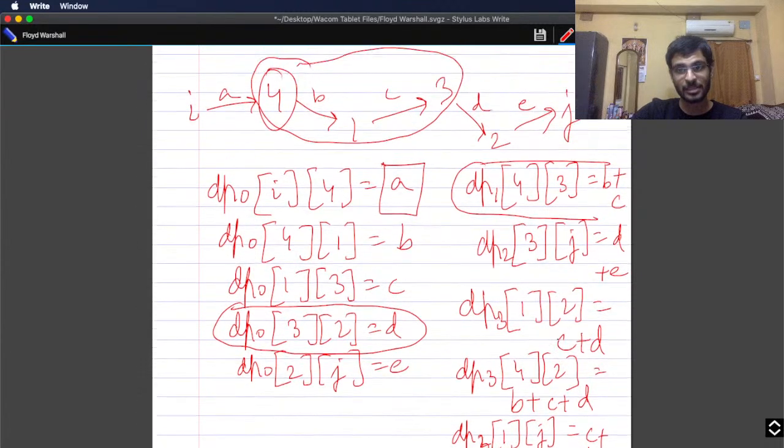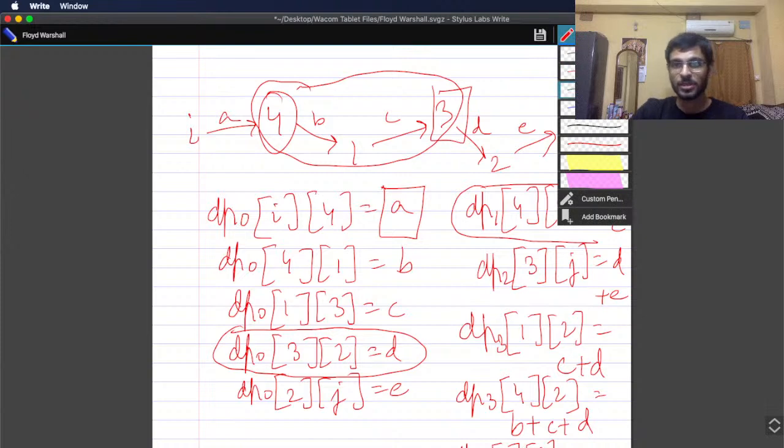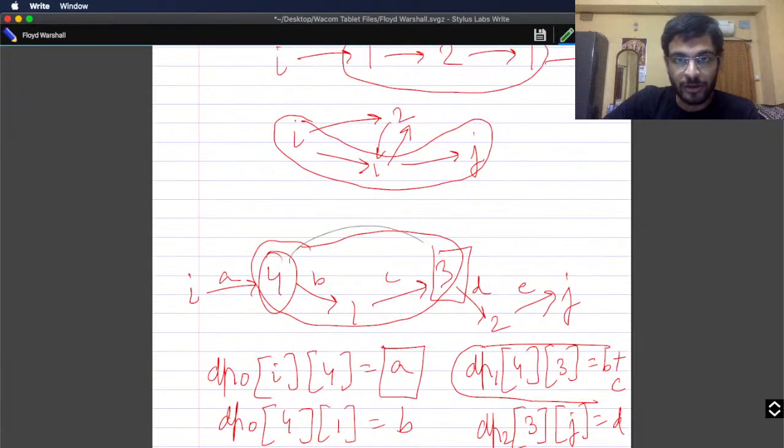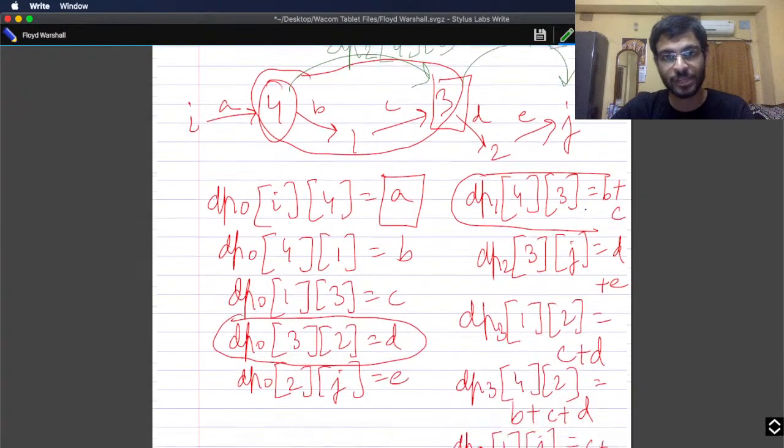Now this is another thing. Using this 3, one thing else you can do. Using this 3, you can also find 4 to j. How? Because you already know how to reach from 4 to 3 and how to reach from 3 to j. You know this path from dp2 of 4 to 3, and you know this path from dp2 of 3 to j. So you can say I can now add these values, 4 to 3 and 3 to j.